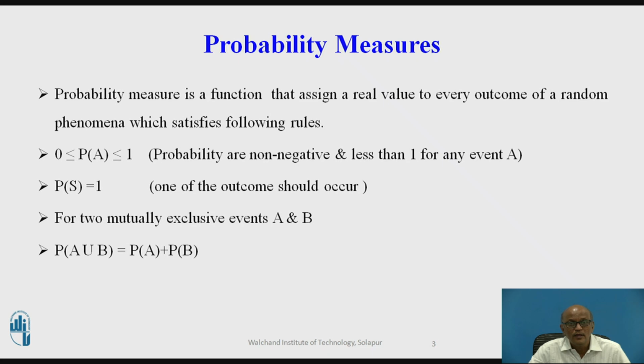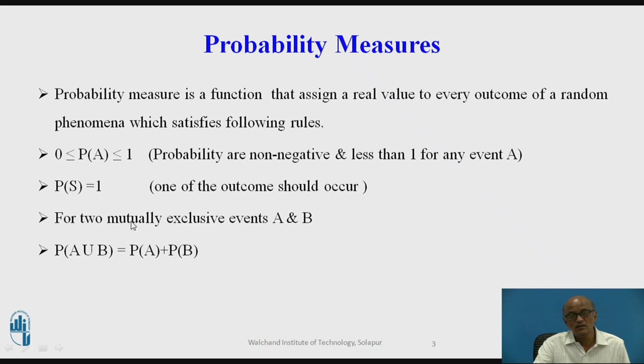The second condition: the probability of the entire sample space should be equal to 1, which means that one of the outcomes must occur. Then in that case, we say that the probability of that particular event is equal to 1.